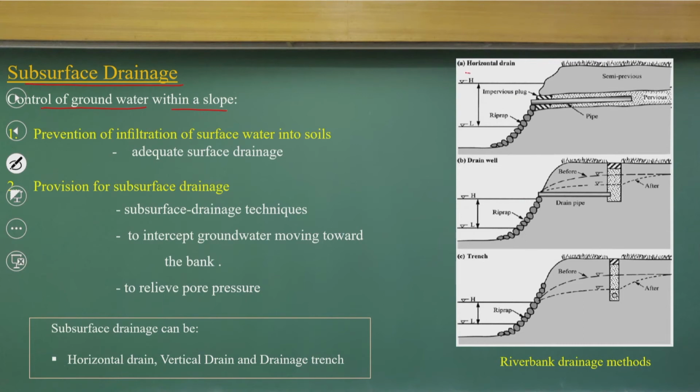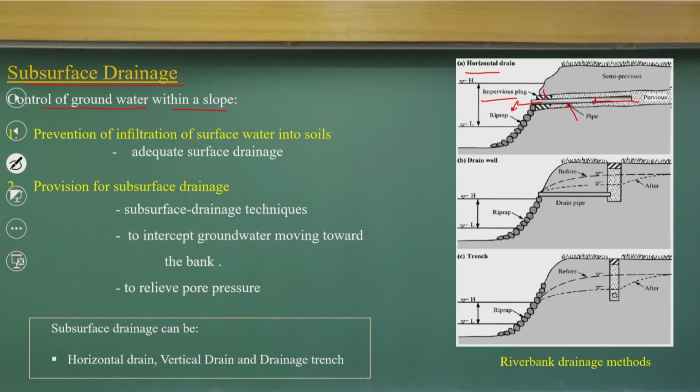It is a horizontal drain. We can have horizontal drains with pervious, permeable materials, maybe sand, and a pipe arrangement, and you will have an impervious plug here. That way water will seep through, and that will reduce the fluctuations of the groundwater table. So this is the subsurface drainage system with horizontal drains. It needs to be done, otherwise the groundwater fluctuations will be there.